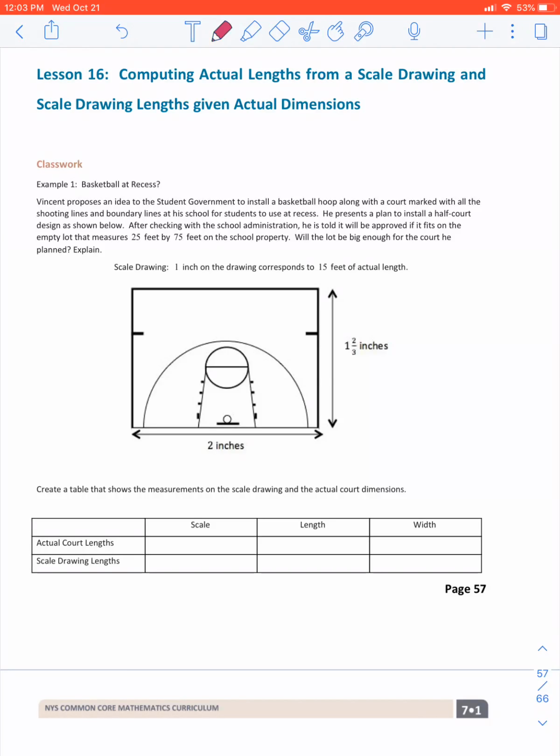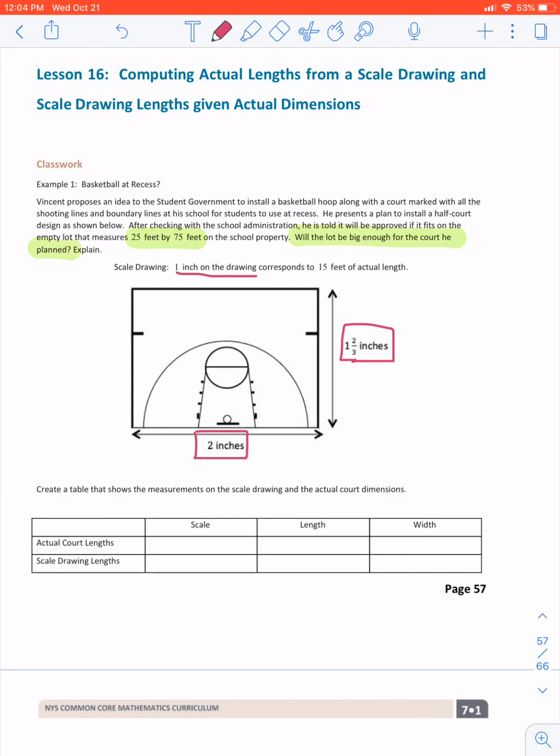So I'm just going to remind you the question says that the empty lot is 25 by 75 and it wants to know, will it be big enough for the court that he plans? So that's what we're actually answering today. So we are going to find the actual dimensions. We know the scale drawing dimensions because they are given to us right on the picture. And we're going to find the actual dimensions of this basketball court.